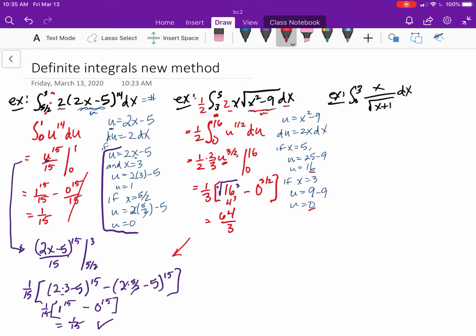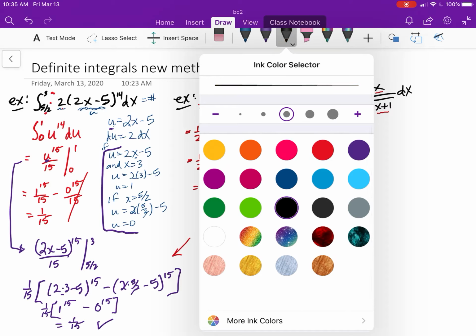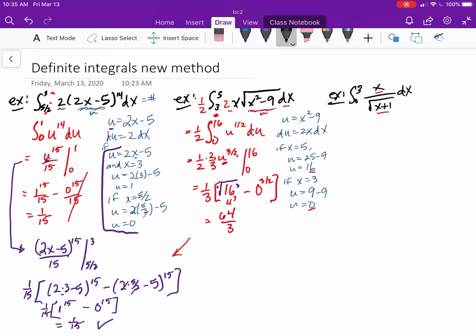Alright, one more example. I'm looking at this, I don't see a u du, because if u were x plus 1, du is 1 dx, and I have this x. So unfortunately, this is looking like it's going to be by parts. Let me rewrite this. I could write it as x multiplied by x plus 1 to the negative 1/2.